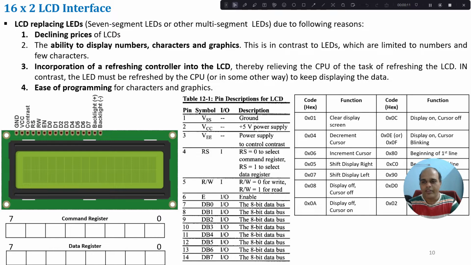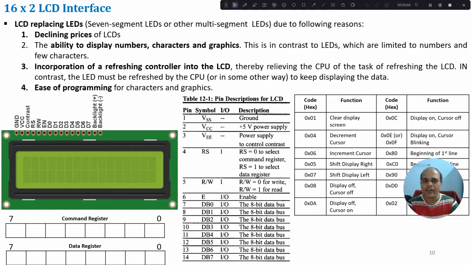LEDs are widely used to indicate status, and they can also be used to display numbers as well as characters. Whereas displaying graphics or symbols using LEDs is a tedious task. We can display graphics as well as symbols in a much easier way with the help of LCDs. So that is why LCDs are replacing LEDs to a large extent.